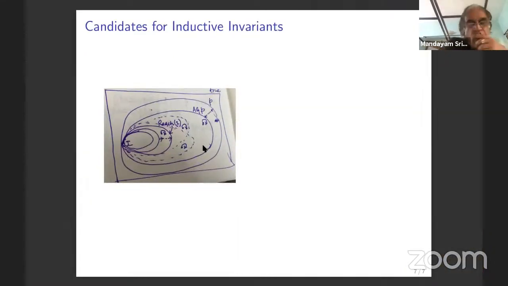Okay. So do I need to recap the k-induction next thing, or are you familiar with that? Yeah. Okay, so here, I'm going to show several different inductive invariants.